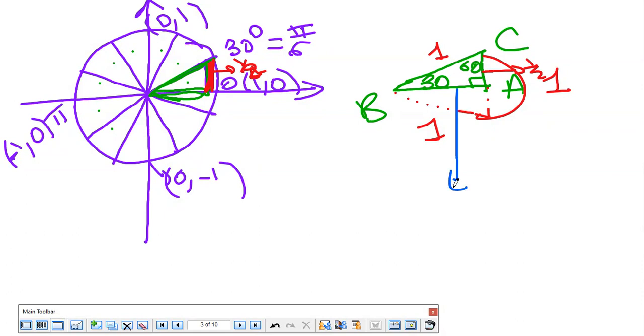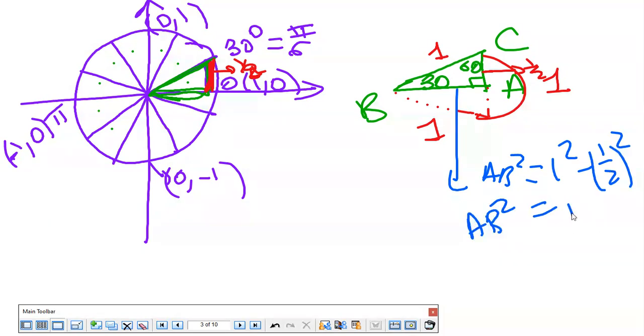If I do Pythagoras, it gives me that AB squared is equal to 1 squared minus half squared. So AB squared is 1 minus 1 over 4. Same denominator, 3 over 4. So what's going to be the distance AB? It's radical 3 over 2.